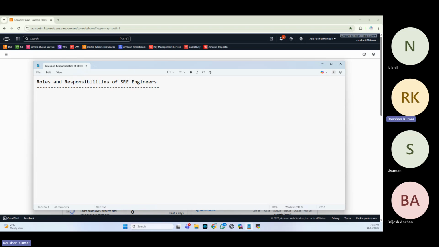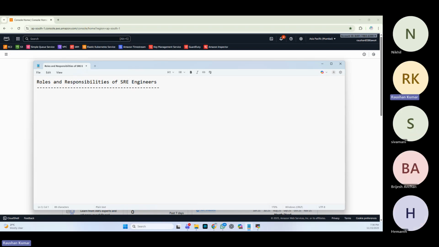We'll have a quick introduction of ourselves and we'll understand about the aspirations. I'm going to definitely make sure that we have some learning by the end of the session, right? We'll answer Q&A. We'll understand more about this profile, the SRE engineers today. Yes, let's start. Brijesh, you would like to get started?